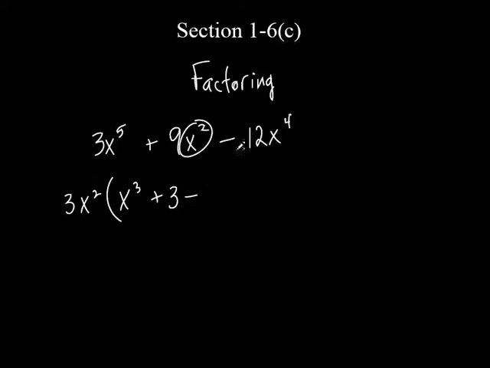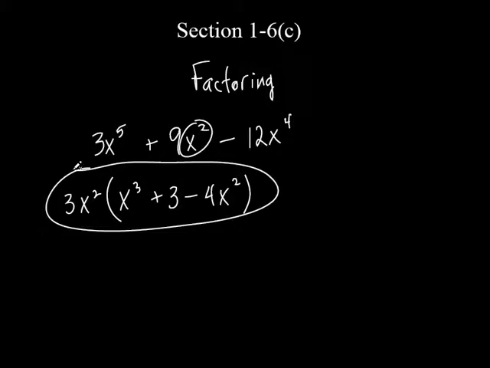Put a minus. What about this? 12 divided by 3 is 4. X to the 4th divided by x squared is x squared, not 2. X squared. And that's how we factor. That was pretty simple, wasn't it? That's way easier than some of the factoring we've done this year. That was one of the easier ones.